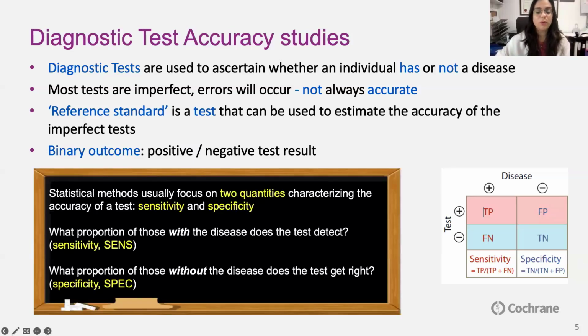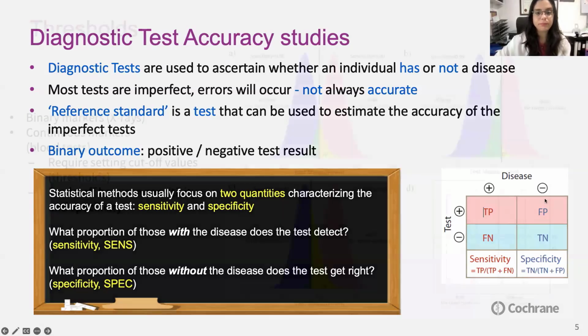So the diagnostic performance of index tests is commonly described using two basic concepts: sensitivity and specificity. Sensitivity gives us the proportion of those with the disease that the test detects, so it describes the ability of the test to correctly identify the diseased individuals. And specificity gives us the proportion of those without the disease that the test gets right, so it describes the ability of the test to correctly identify the non-diseased. And in order to calculate those values, we usually need the 2x2 table for the test versus the reference standard.